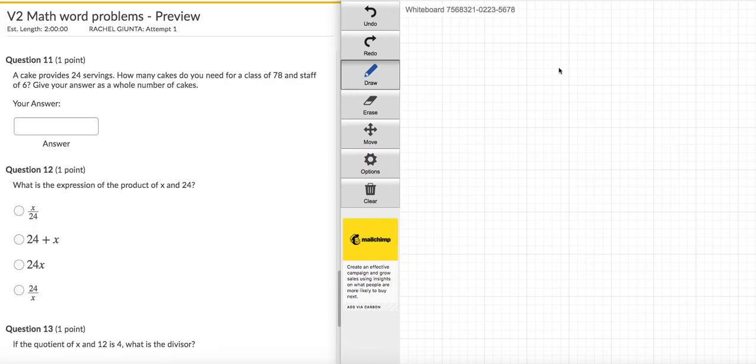but there's going to be the class and the staff. Sometimes there's also some other group of people. So whatever number of people you have, whatever different groups of people, just add them up to get a total number of people. So in this case, we've got 78 plus 6, and that's going to give us a total of 84 people.